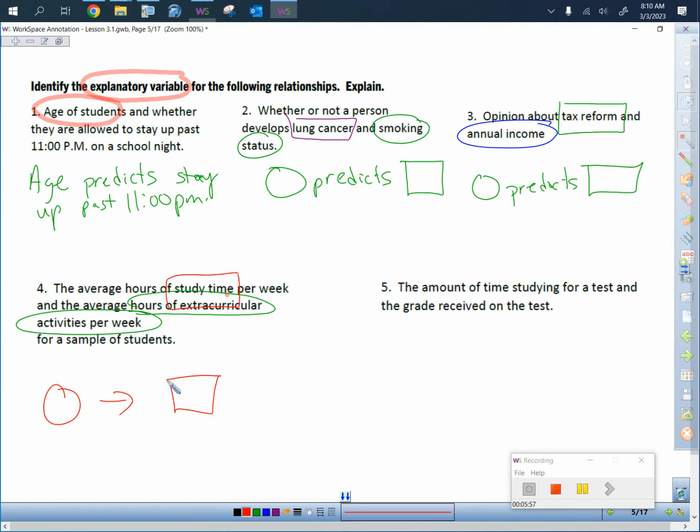Circle predicts box. And then the last one, the amount of time studying for a test and the grade you received on the test. That's not always the case of true, but which one do you think helps predict the other one? Would the amount of time you study predict the grade you received, or would the grade received predict the amount you studied?